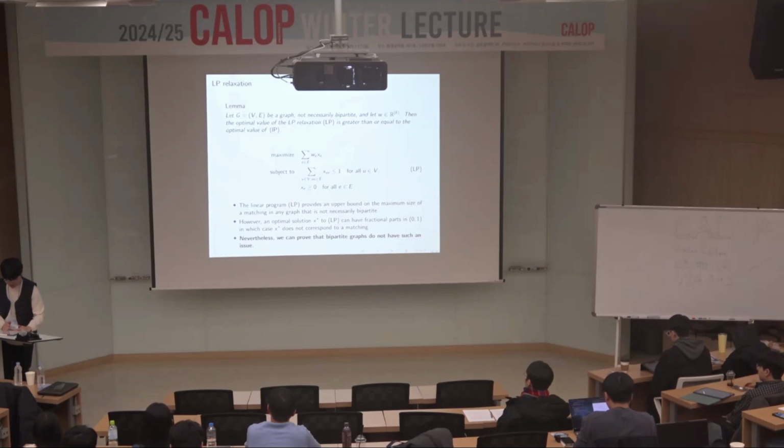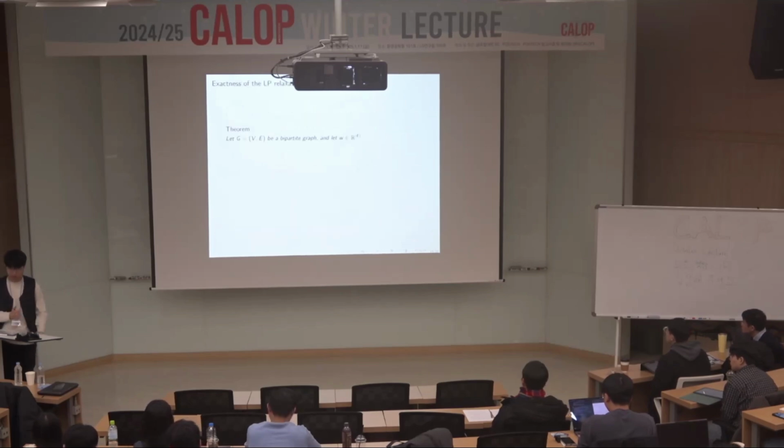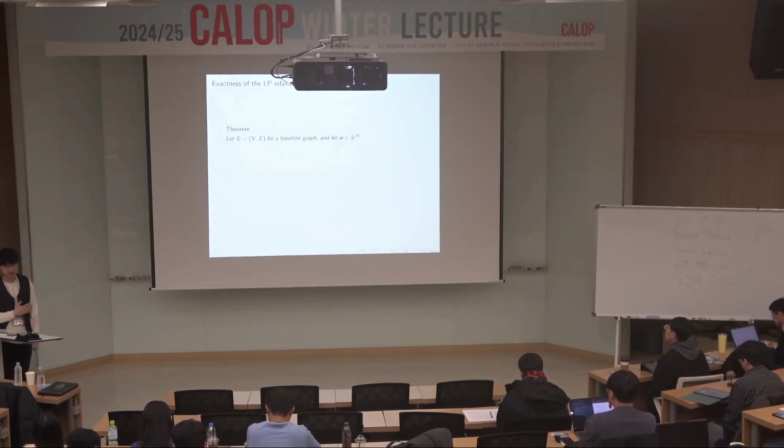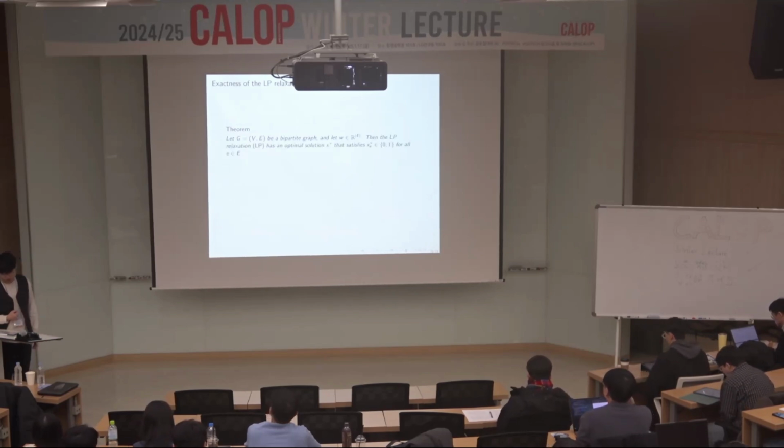But the interesting statement is the following. If you have a bipartite graph, and you solve this linear program and get an optimal solution, then you can find a maximum weight matching using that solution. And that is the next theorem. So we have a bipartite graph, and we have some arbitrary weights. You can allow negative weights as well. Now you solve the LP relaxation, which is a linear program.